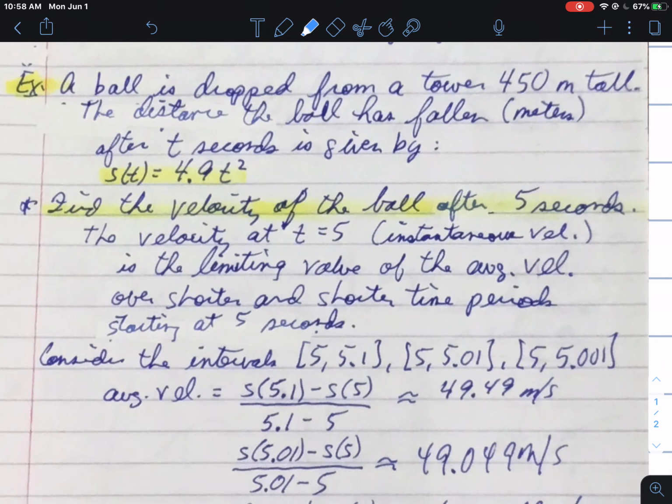So here, for example, and this will be kind of similar to the previous problem, we're looking at the rate of change over a time interval and using that to approximate what's happening at a specific point in time. It's just that in this case, we're actually going to have a function to work with. So it's kind of combining the two examples that we've worked previously. All right, so for this one, we have a ball that's dropped from a tower 450 meters tall. The distance that the ball has fallen in meters after t seconds is given by the function s of t equals 4.9 t squared.